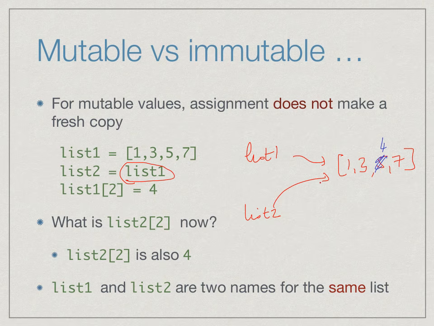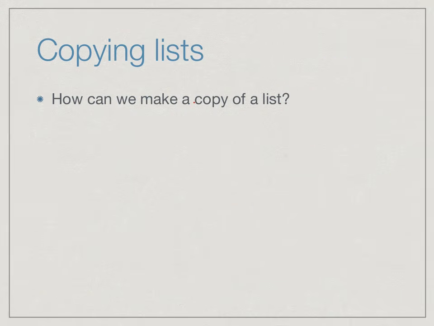So there's a fundamental difference in how assignment works for mutable and immutable types. For immutable types, we can think of assignment as making a fresh copy of the value. And for mutable types, assignment does not make a fresh copy, it rather makes both names point to exactly the same value. So through either name, if we happen to update the mutable value, the other name is also affected. So this is something which we will see is useful in certain situations. But what if we don't want this to happen? What if we want to make a real copy of a list?